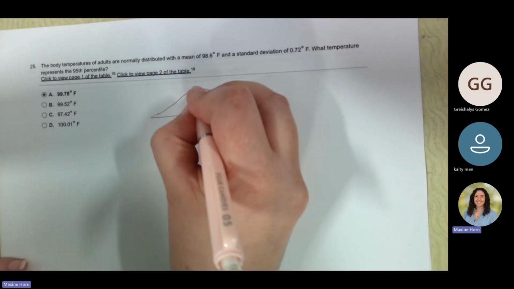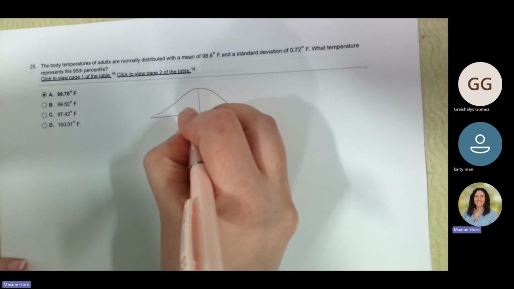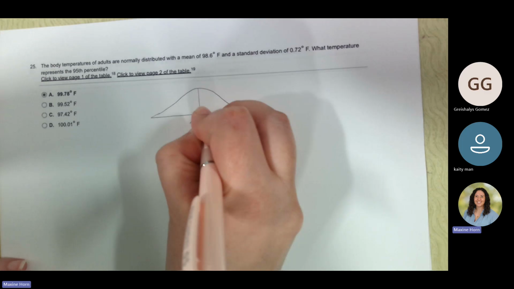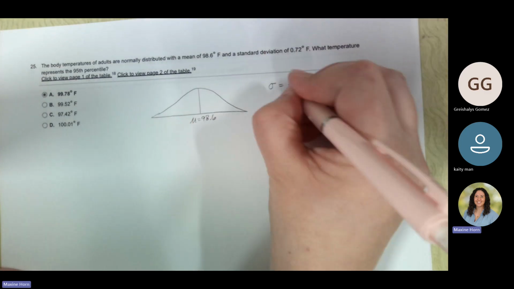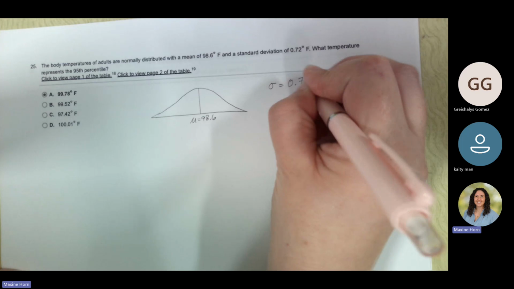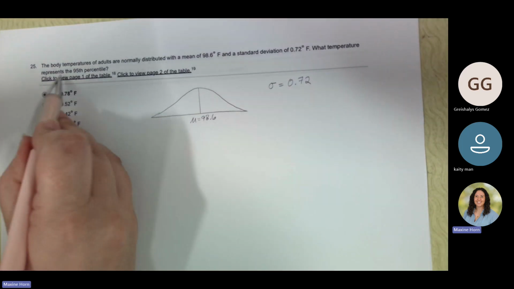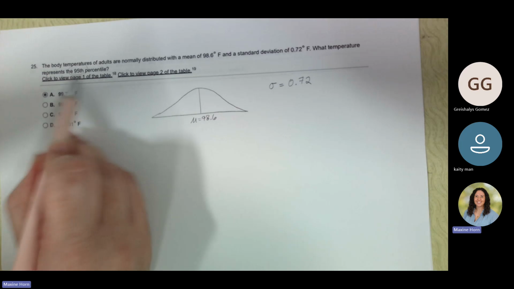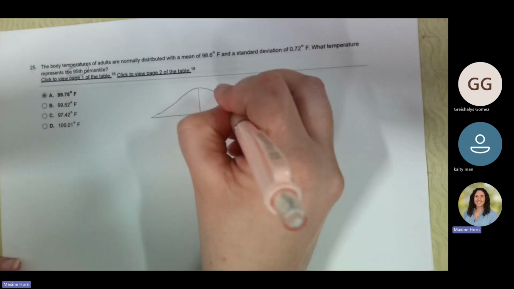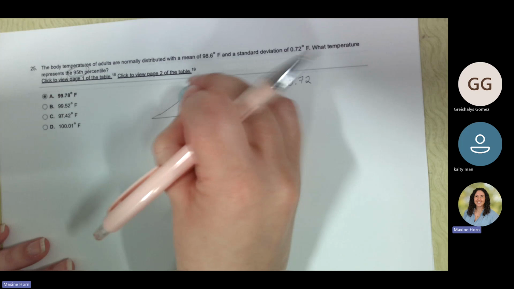So they told me that I have a mean of 98.6. And I'm off to the side, I'm going to write that I have a standard deviation of 0.72. What temperature represents the 95th percentile? So remember, what does 95th percentile mean?